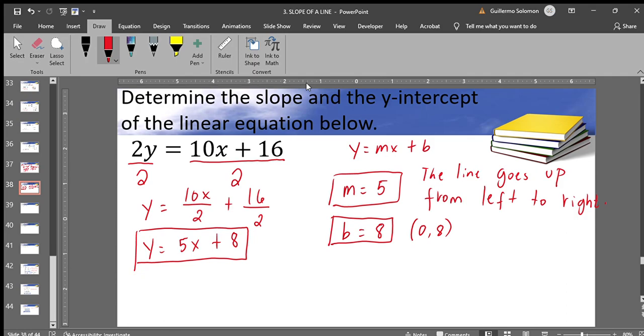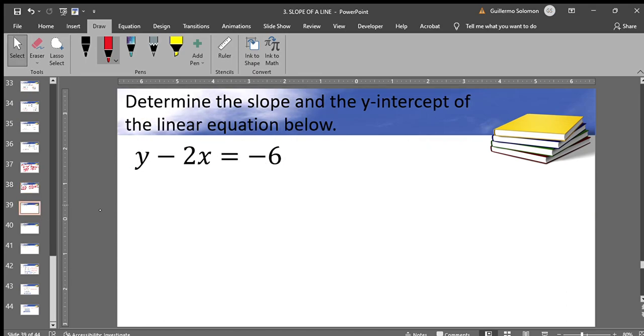Okay, next, let's have another example. This time is another example. Okay, I have input 5 different examples as your practice. So we have y minus 2x is equal to negative 6. Sige, you can pause this video and try to transform this one into our slope-intercept form.